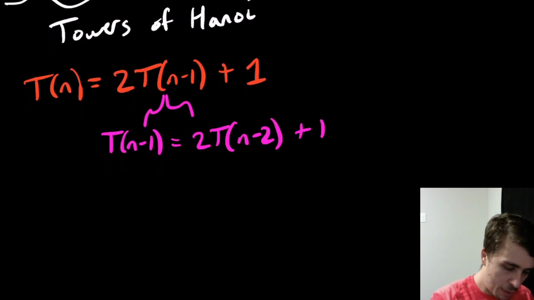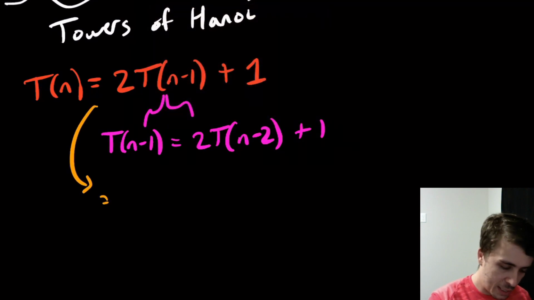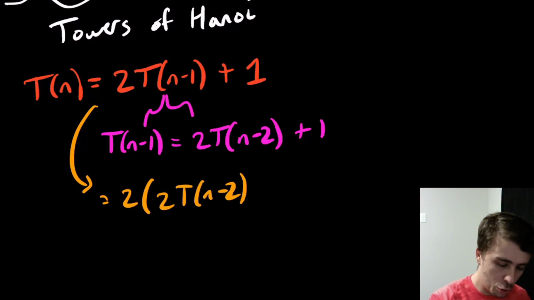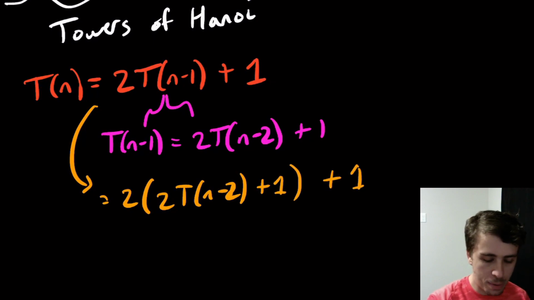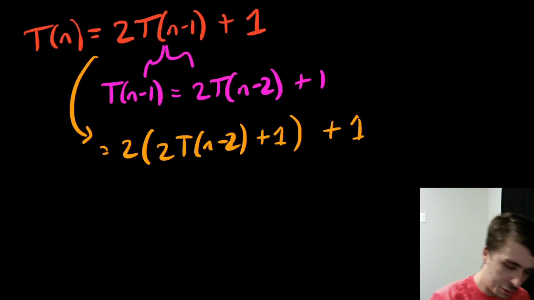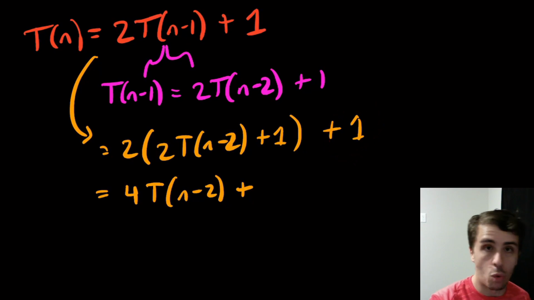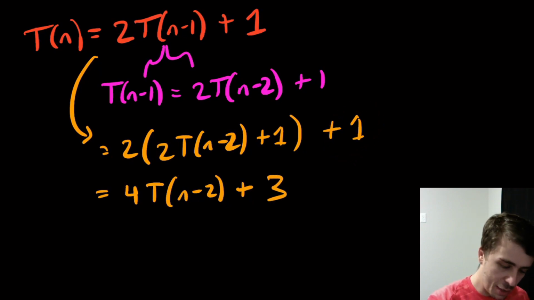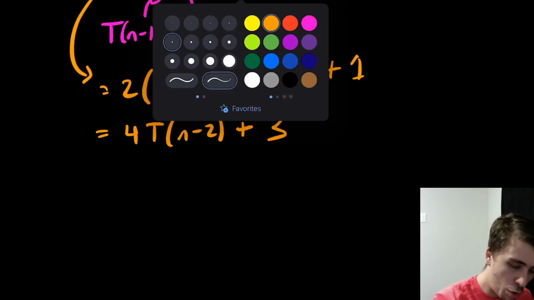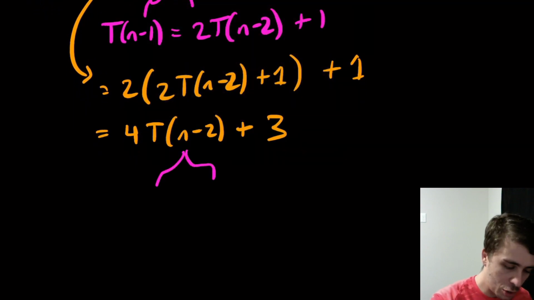So then what are we going to get when we substitute back in? We're going to get 2 times 2 t of n minus 2, plus 1 on the inside, and then another plus 1 on the outside. So then, let's see. That's 4t of n minus 2, plus, well, the 2 times 1 here is going to give us 2, plus 1 is 3. So we're going to get a 3 there. And it's worth it in this case to do one more expansion.